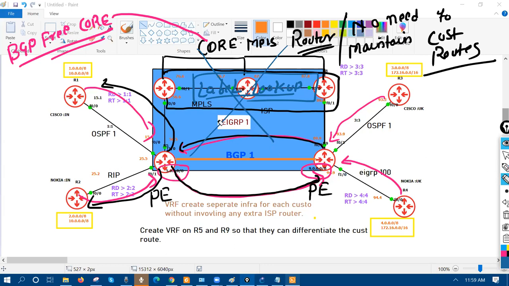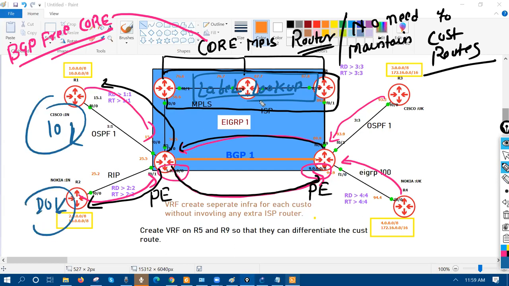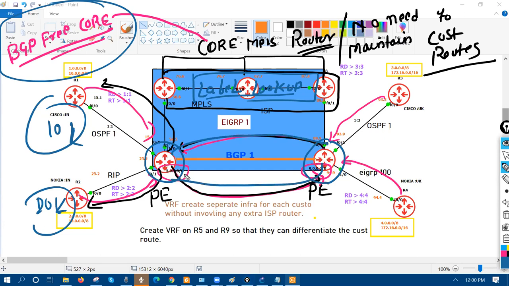The benefit is only one benefit I'm getting over there. In this case, the core router does not need to maintain the customer routes. So if this customer has 10,000 routes, if this customer has 20,000 routes, these routes need not be maintained by the core router. So I can save money, right? Only the higher-end series of router is going to be put on the PE, because this guy is going to maintain the complete information. This guy does not. So I can use a smaller series of router in this case, because this guy does not need to maintain the customer routes, right? I can make a BGP-free core. I'm not going to run BGP on the core network.